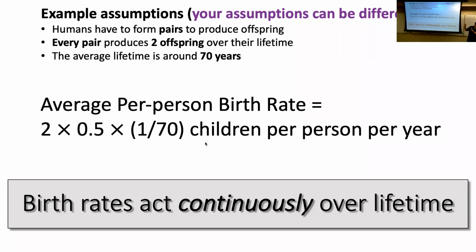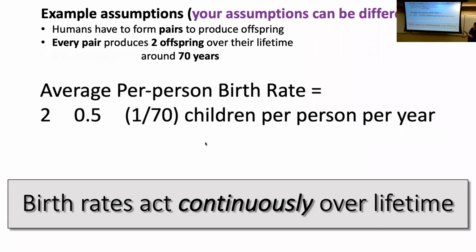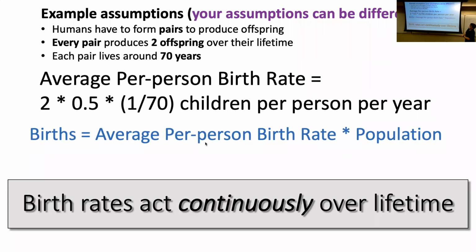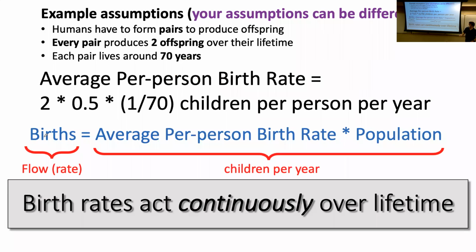All right, so this is going to go into this births flow where I'm going to have this average per person birth rate times the current population. And that will tell me how many births are being added to the population each time. So that's my flow rate into the population. And this is just expressed in children per year. So this was children per person per year, because I multiplied it by population, I just got children per year.